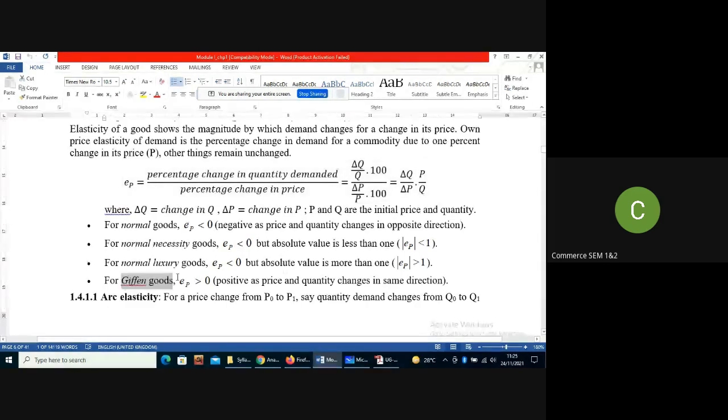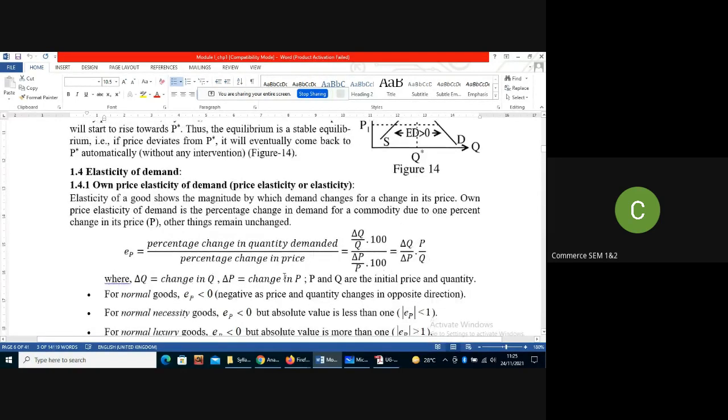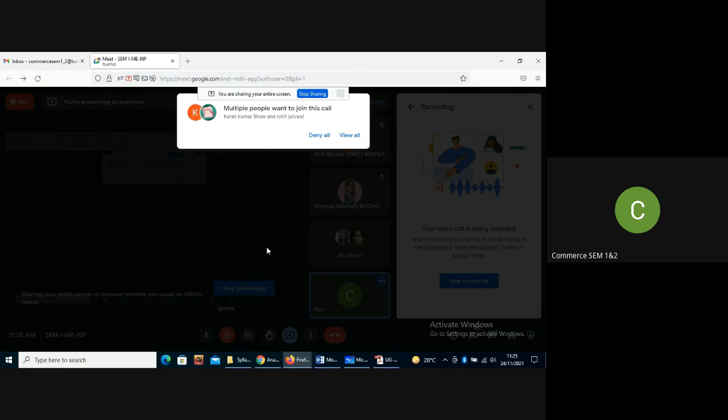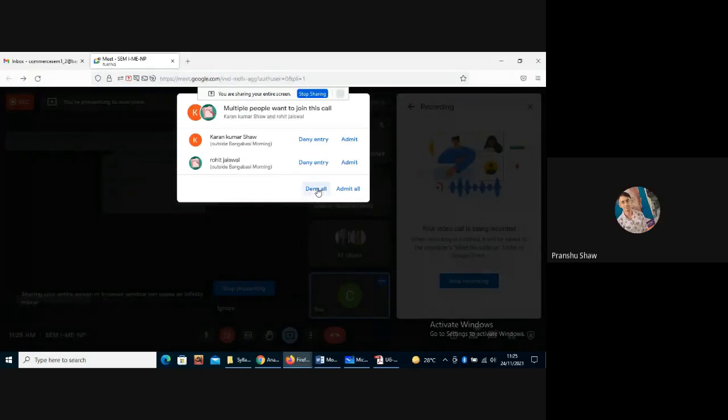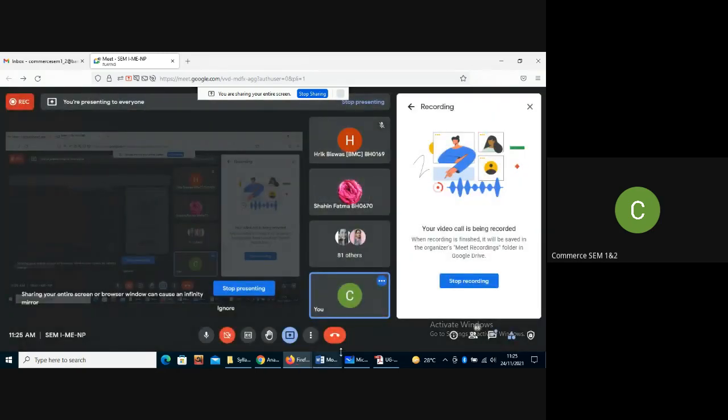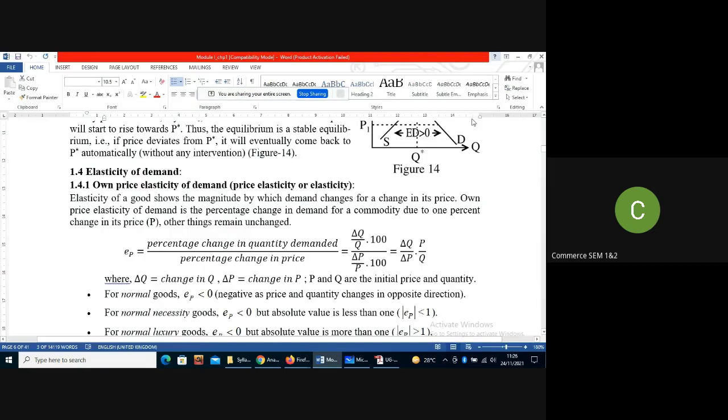Now, what will happen for Giffen goods? What will the elasticity be for Giffen goods? Hello. Can you hear me? Yes, sir. So what will be the value of elasticity if the commodity is a Giffen good? No answer.